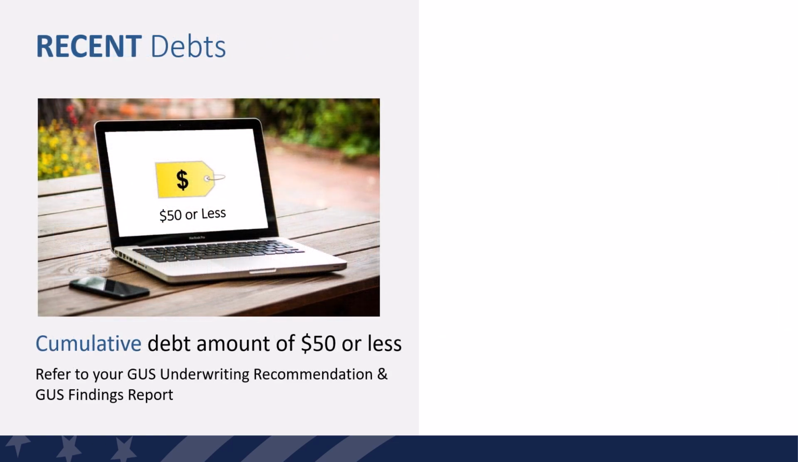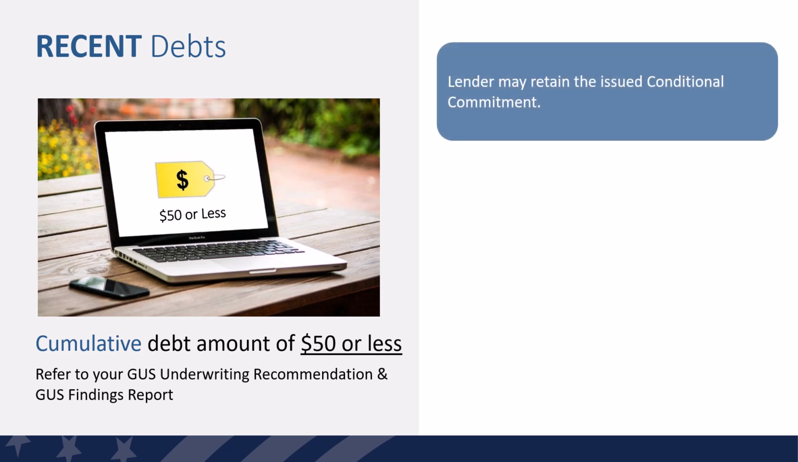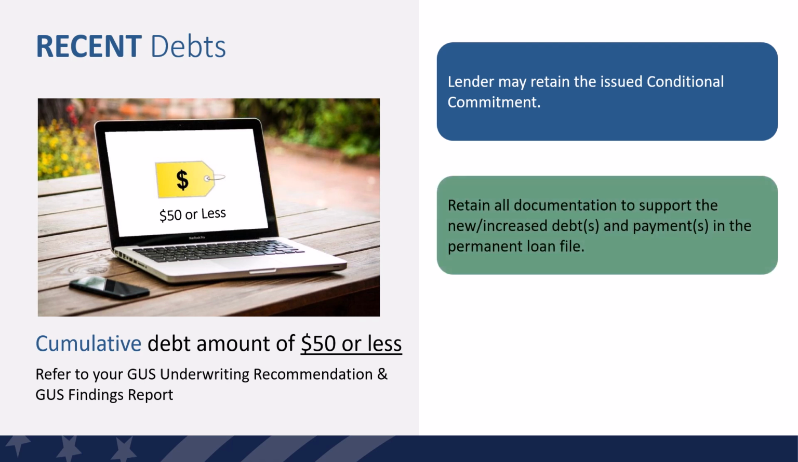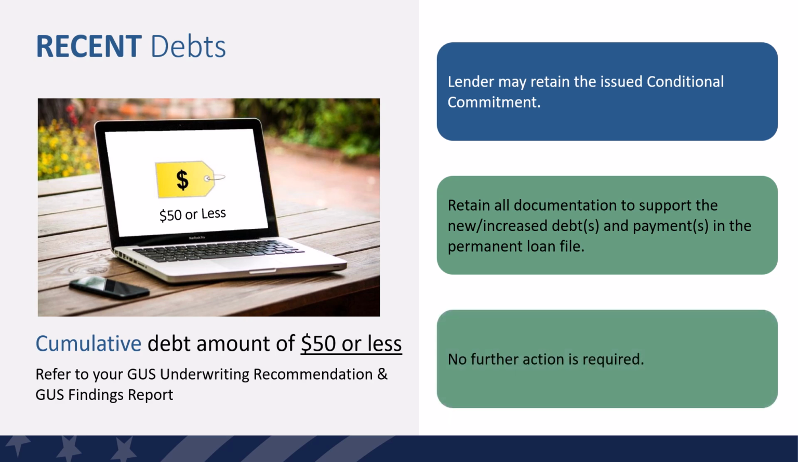After USDA has issued a conditional commitment, but before the loan is closed, lenders may uncover additional debts or higher payments of existing obligations. These newly identified debts or increased payment amounts were not included in the loan application sent to USDA and could encompass a variety of obligations, including installment loans, revolving credit accounts, property taxes, and final homeowners insurance premiums. In these cases, if the cumulative debt amount is $50 or less, the lender may retain the issued conditional commitment. The lender must retain all documentation to support the new or increased debts and payments in the permanent loan file, and no further action is required.